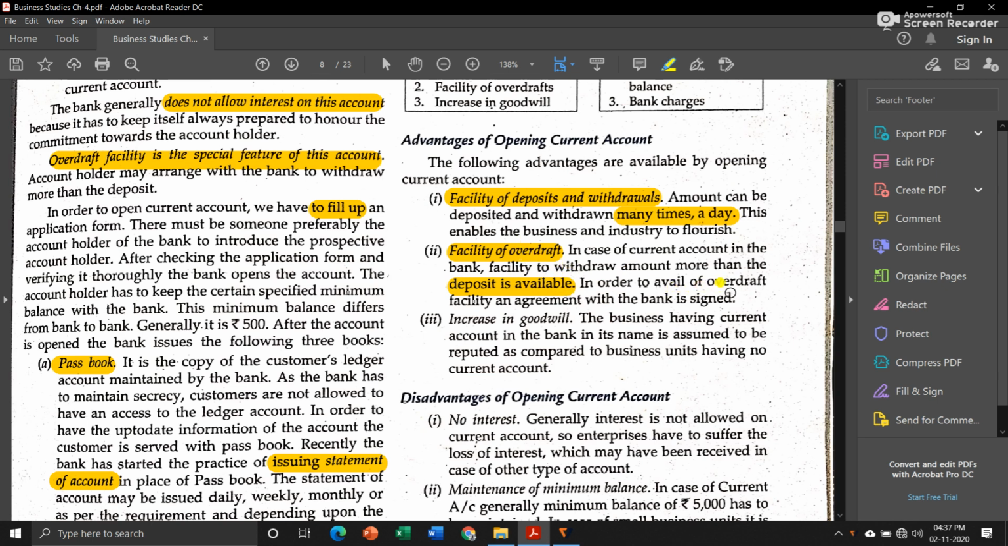In order to avail of the overdraft facility, an agreement with the bank is signed, meaning at first you have to sign a deal or an agreement with the bank for availing these overdraft facilities.